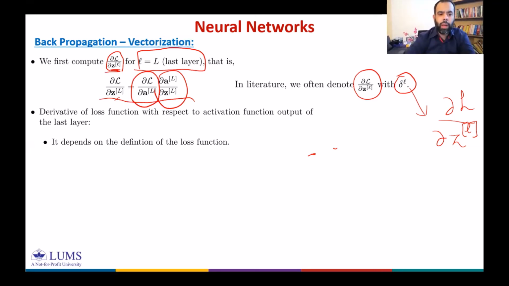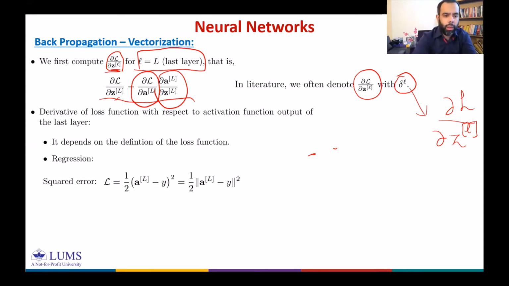The first derivative depends on the loss function. If we have a regression problem, we can have a squared error, which is simply the output of the final layer minus the true labels. You take the Euclidean norm squared, you get a squared error. And we know that when you take the derivative of this with respect to A^L, it's a quadratic term, you get simply A^L minus Y. So you can consider it as a gradient, or a simple derivative with respect to a vector.